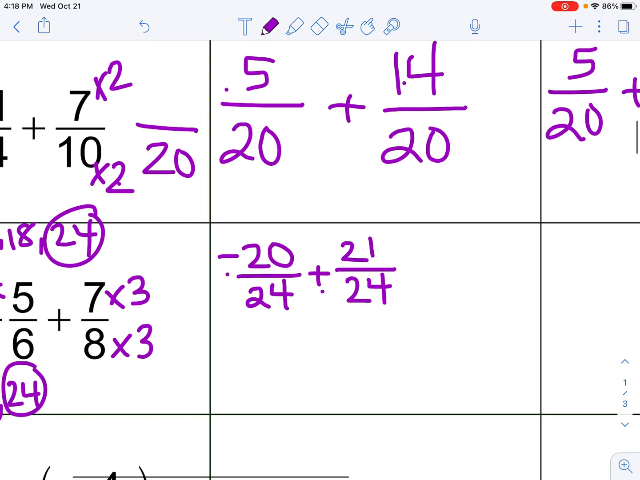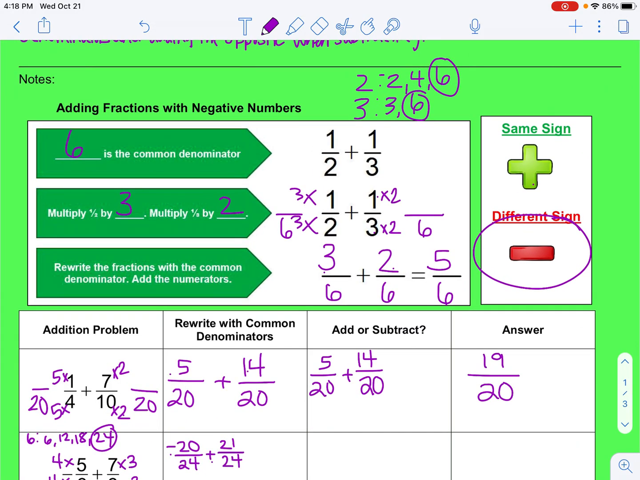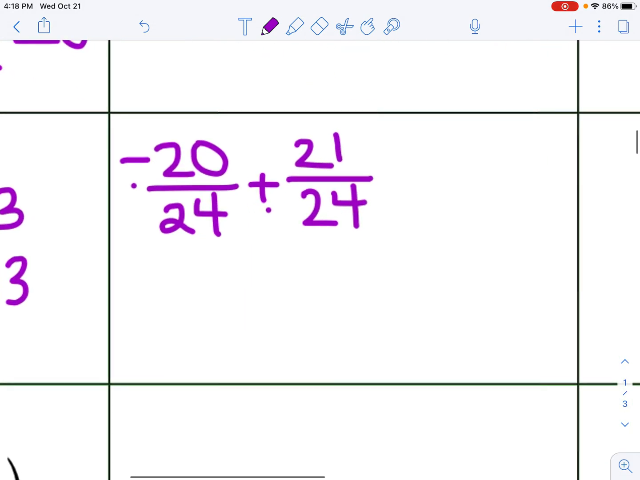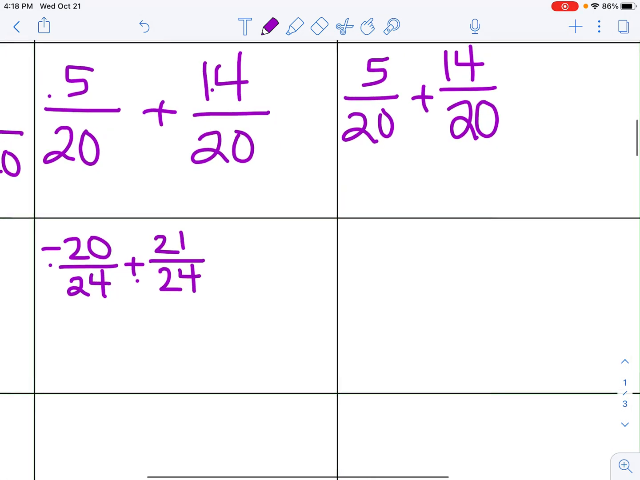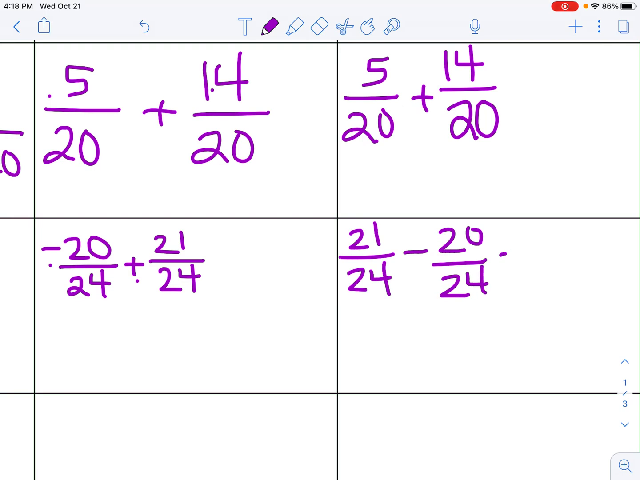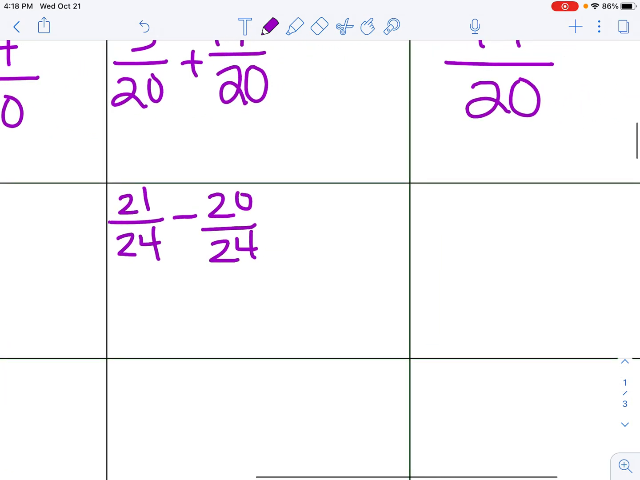So if you notice, I have a negative and I have a positive. So that means I am subtracting my numbers. Okay, so when I'm subtracting them, we're going to write it over here. We're really doing 21 over 24 minus 20 over 24. When you subtract those numbers, 21 minus 20 gives you 1. And your denominator stays the same. So 1 over 24.